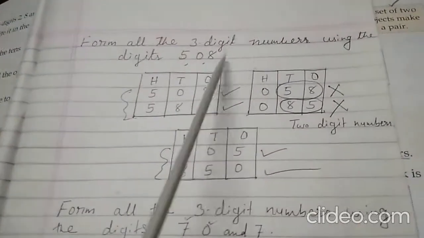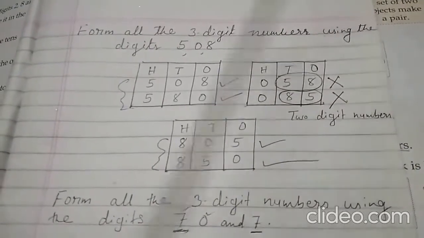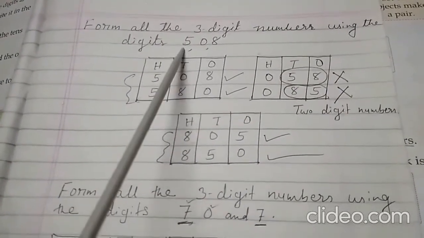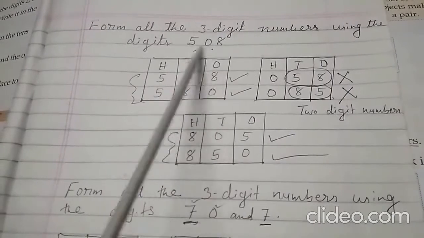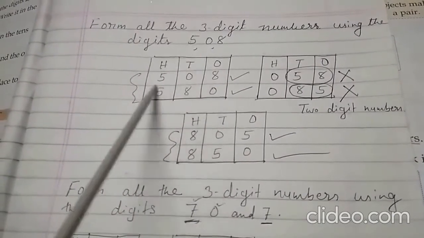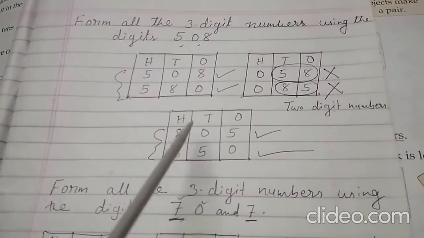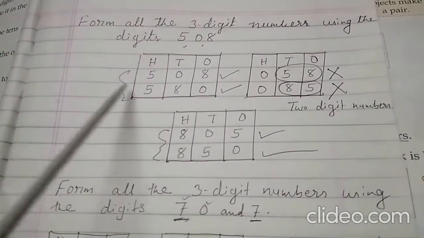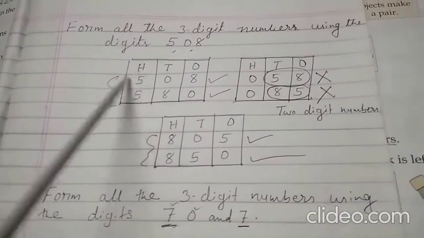Now you see here this one. Form all the 3 digit numbers using the digits, suppose 5, 0, 8. If 0 is one of the digits, how many numbers will be formed here, you have to see. First, you have taken the 5 here in the 100 place.